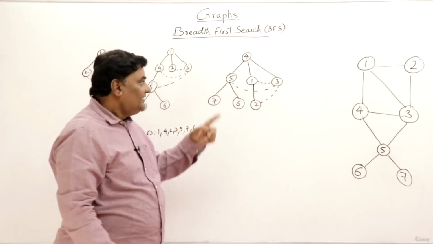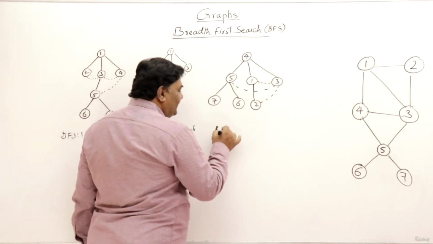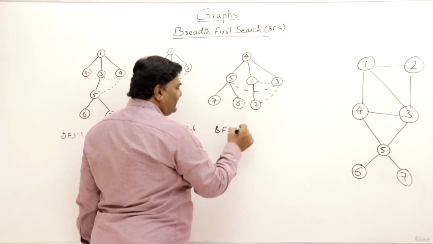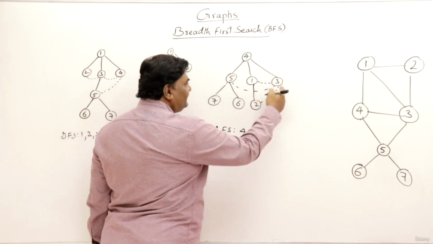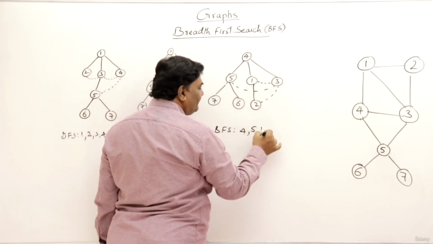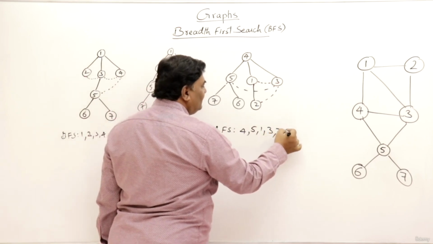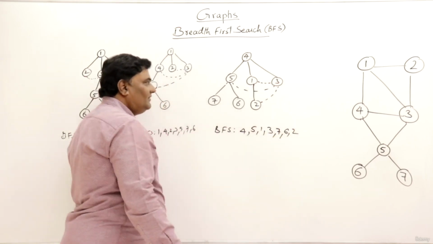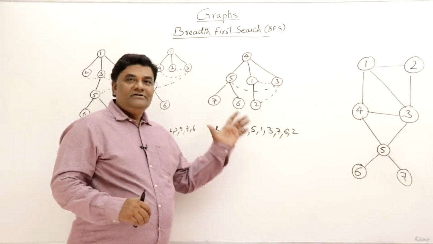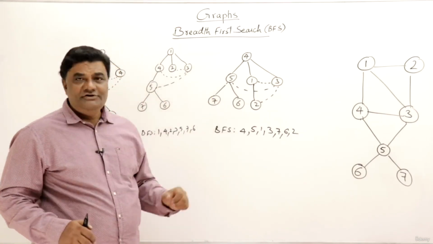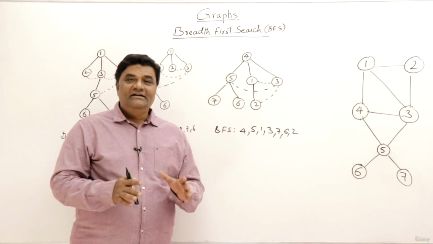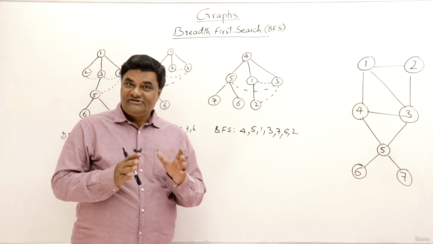Starting vertex is 4. So what is the breadth first search for this one? Let us take level order of this one. First is 4, then 5, 1, 3, then 7, 6, 2. This is the level order. So these are the 3 examples I have shown you. Now let us summarize and understand what is breadth first search.